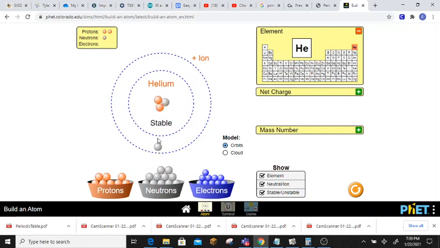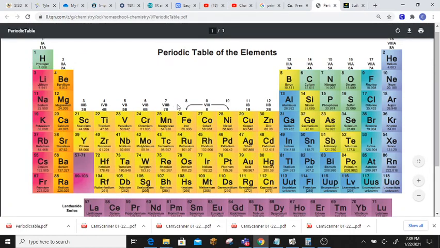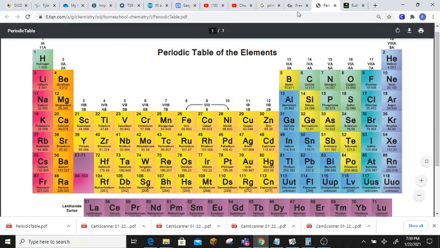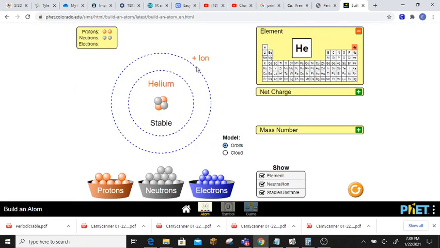Okay, so helium is supposed to have 2, right? Well, let's take a look at the periodic table to see how many neutrons it has. And we're looking at helium 4.0. So 2 protons, 2 neutrons, 2 electrons. Two of everything, right? 2 of everything. Now I want you to notice what happens when I add another neutron. See that it becomes unstable. It doesn't like that.